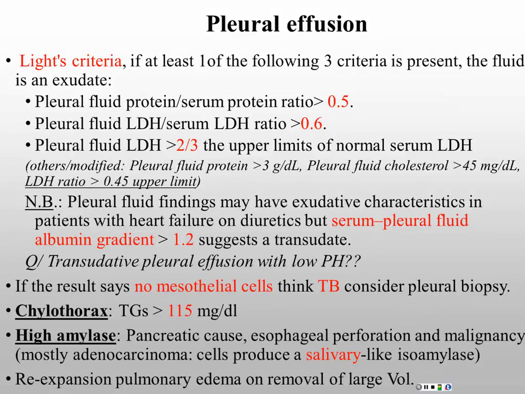Also, you can order the creatinine level in the fluid and compare it to the serum, and usually you will have a high ratio. Chylothorax will look like a milky whitish fluid, and the triglyceride level will be high, above 115. Remember, 3 causes of high amylase in pleural fluid will be pancreatic cause, perforation of the esophagus, and lung cancer, especially adenocarcinoma.